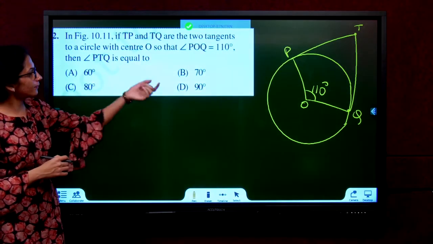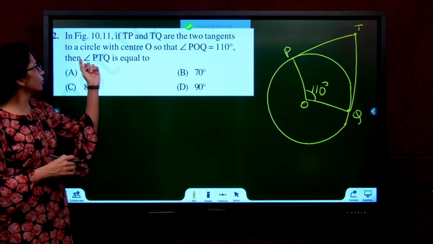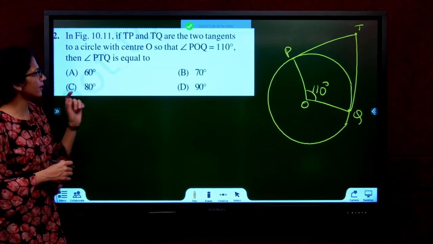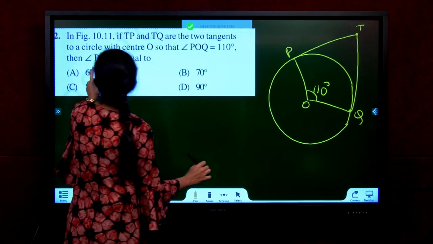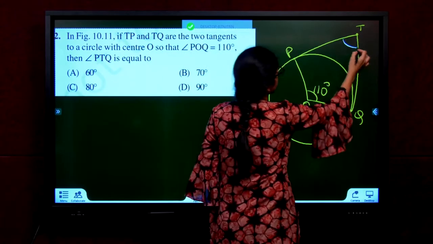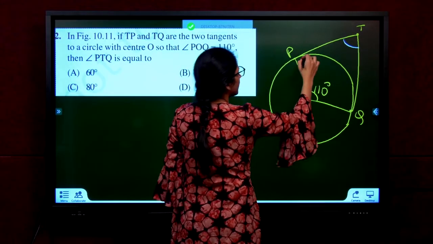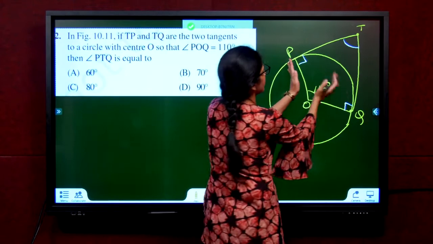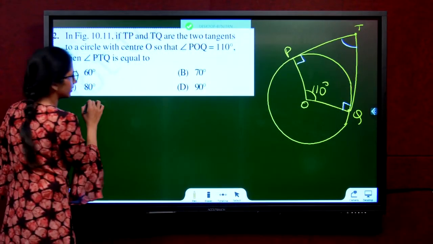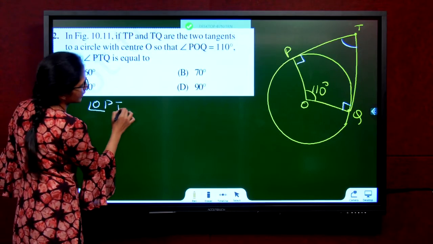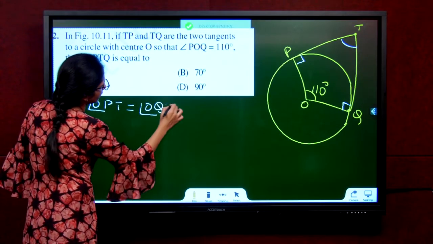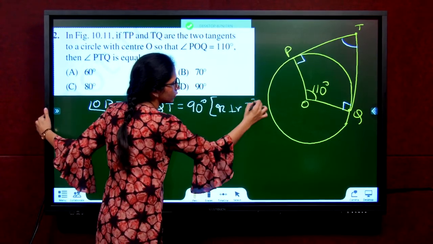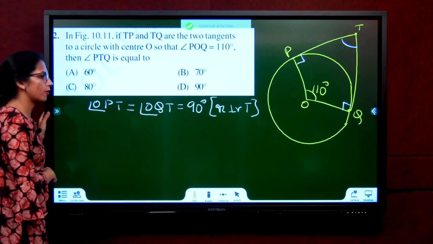Question 2. In the figure, TP and TQ are two tangents to a circle with center O. Given angle POQ is 110, you have to find angle PTQ. OP is perpendicular to TP, OQ is perpendicular to TQ. Why? Radius, tangent. So first we will write that down. Angle OPT is equal to angle OQT equal to 90 degrees. Reason: radius is perpendicular to tangent at the point of contact. That was your first theorem, 6.1.